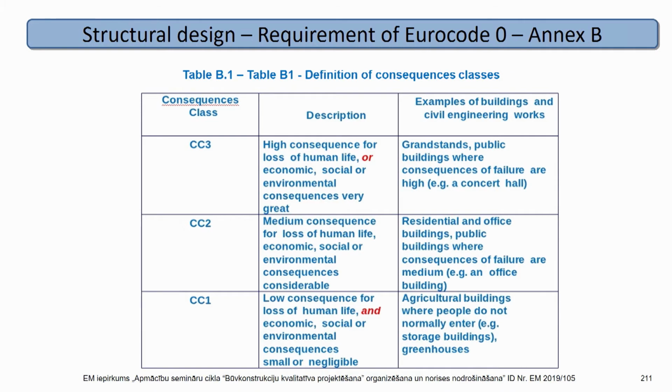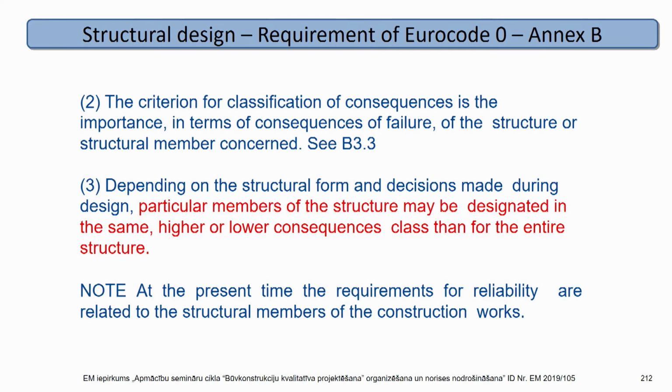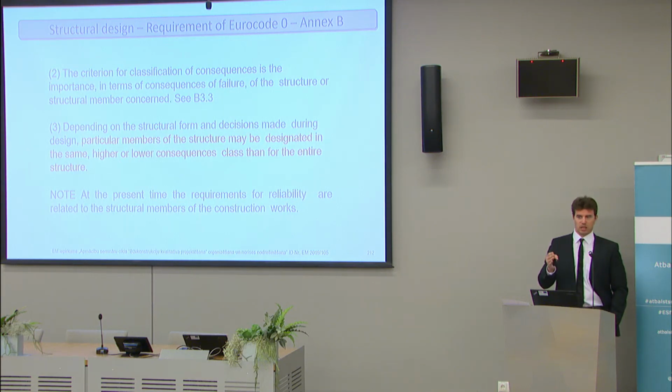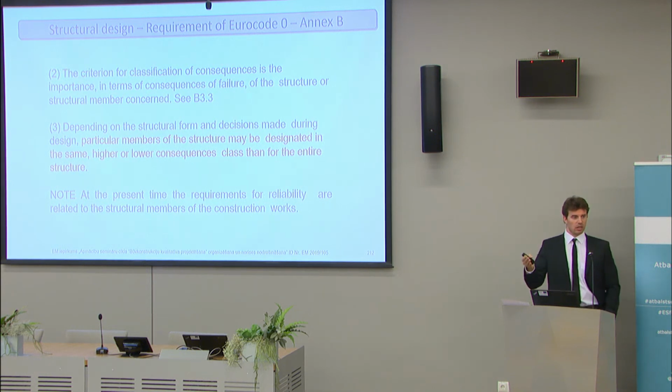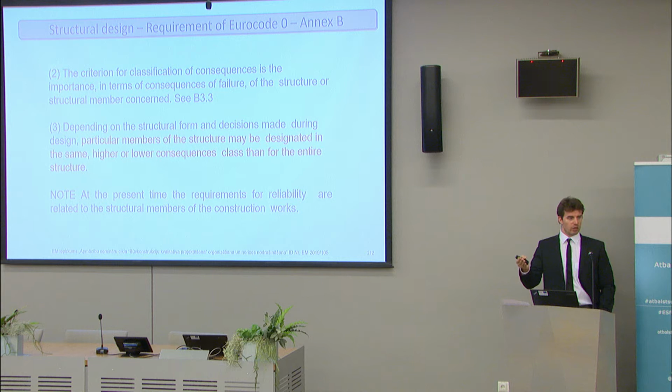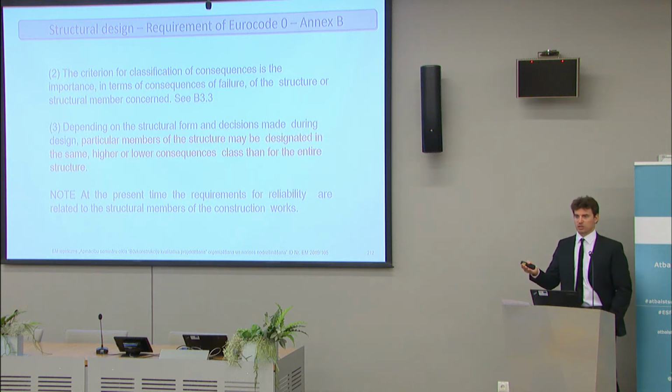We will see also an example later on how to compute, for example, a different material parameter in this case. So this also says that particular members of the structure may be designed in the same, higher or lower consequence class than the entire structure. So you don't have to take the same consequence class for the whole building. You can say the pillars are designed like this because they are very important, because if one of them fails, the whole structure collapses, but maybe not some walls that you are designing. This is also a possibility.